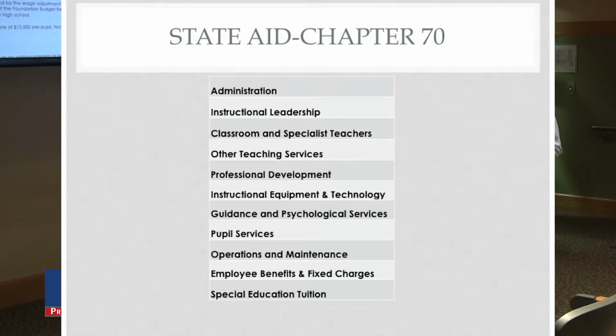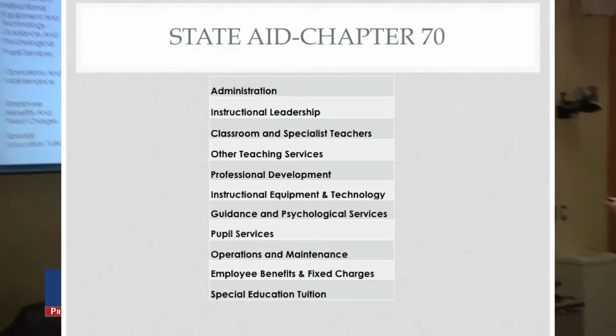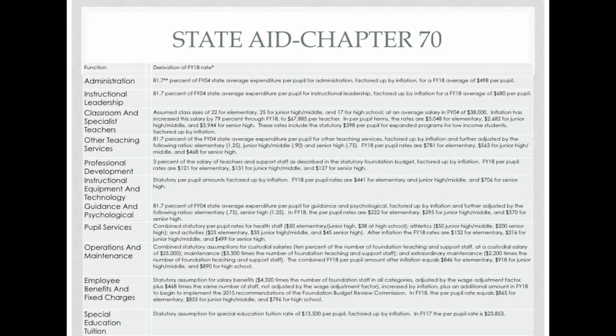But what the state did is they said, okay, administration, $498 per pupil is roughly what we think you should be spending on administration for a student. So there's a cost number in for all of these. There's inflations. There's adjustments that have been made to the formula over the years. This is the other half of this, what it should cost. Now, as an example, employee benefits and fixed charges, $796 per pupil for high school students is what the employee benefits and fixed charges should be.